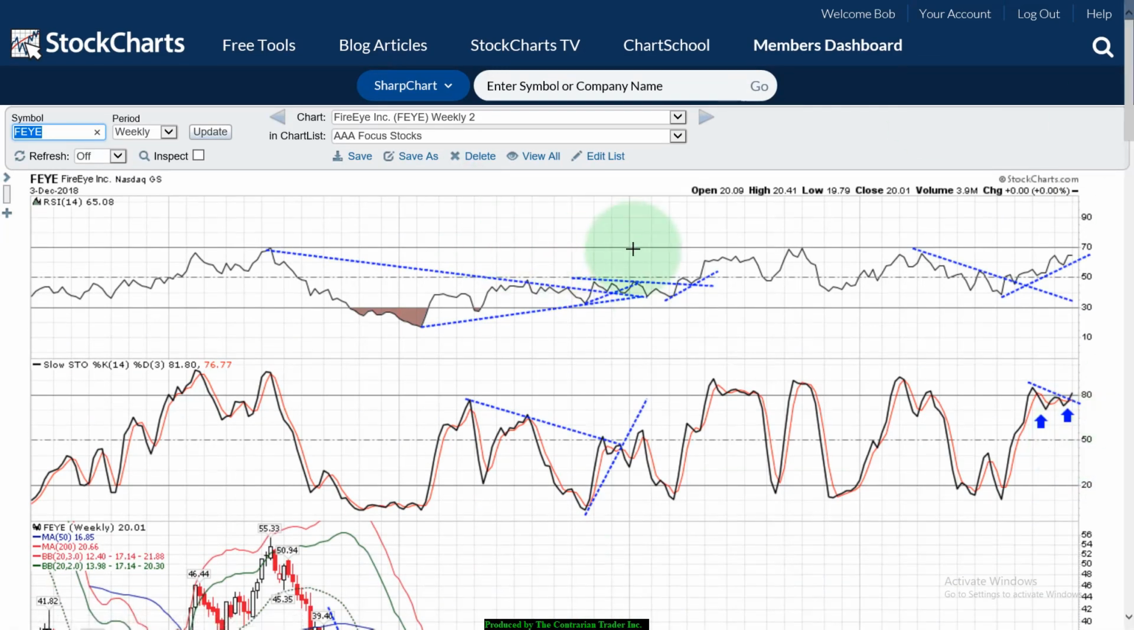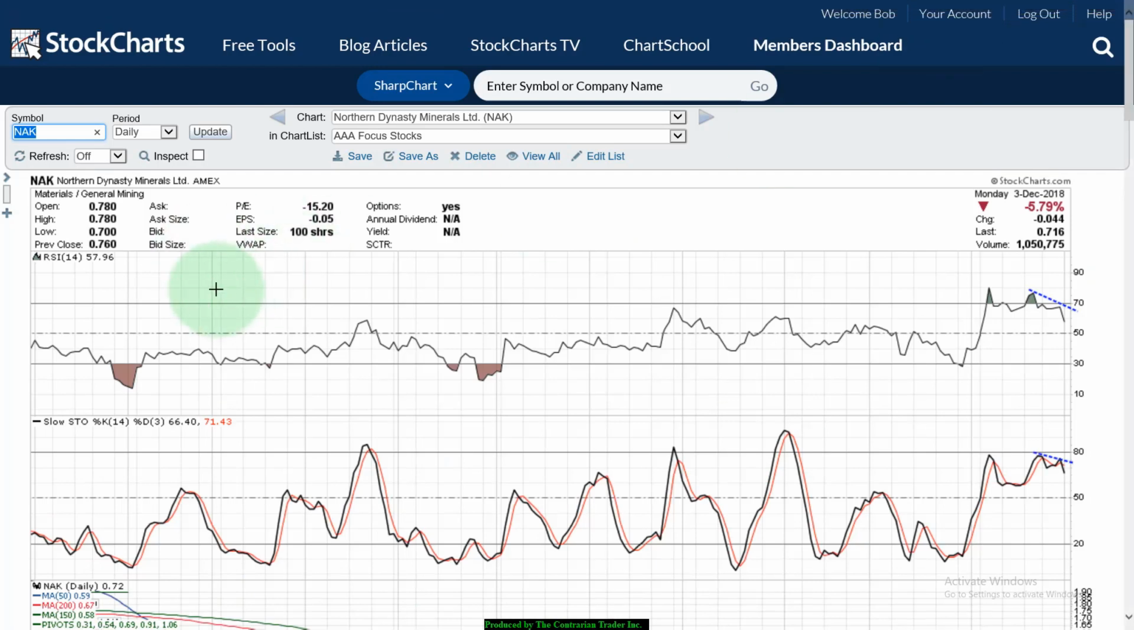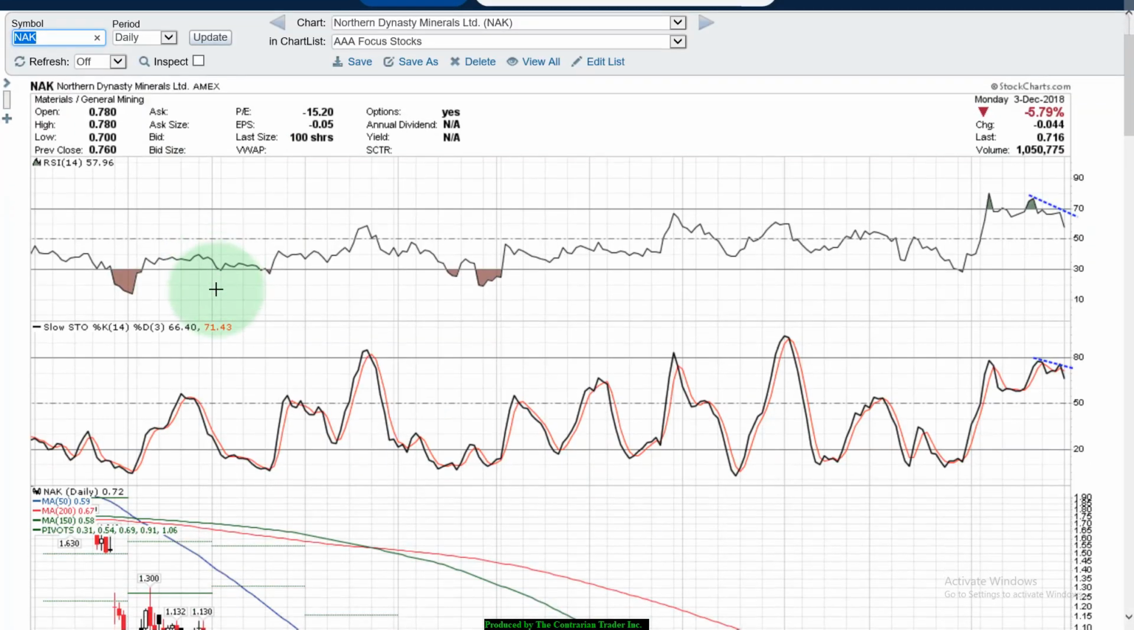Our strategy for today. The last chart up is Northern Dynasty Minerals, NAK. So it had a very weak day on Monday. You can see that we are putting in lower highs and lower lows on RSI. That's a major league problem. Also, lower highs and lower lows on stochastics. Add to that the fact that we couldn't even get above 80. We were rejected below 80. That is not a good sign.